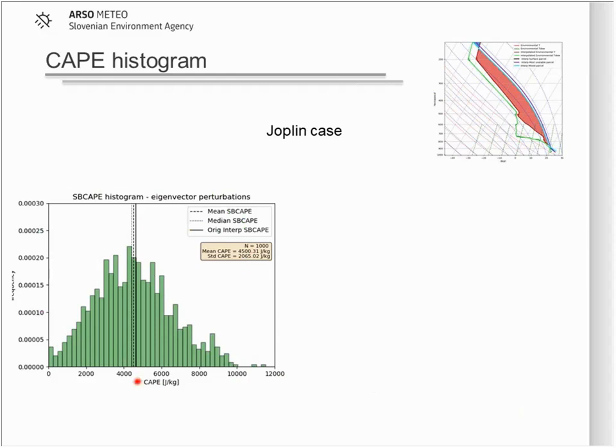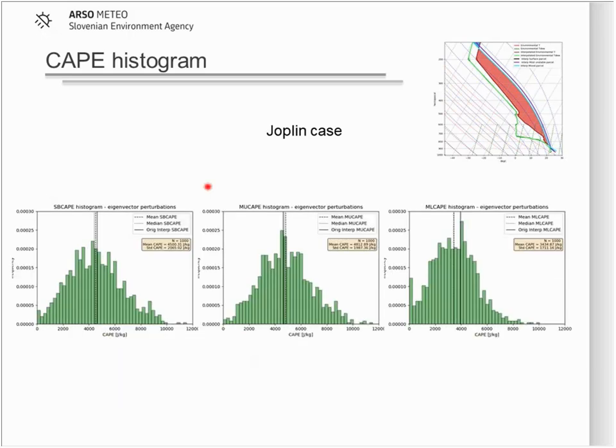So we can see that just with perturbations with the amplitude that is typical for satellite retrievals, we get a huge spread in CAPE. We can get much less CAPE and much more CAPE than our original profile had.